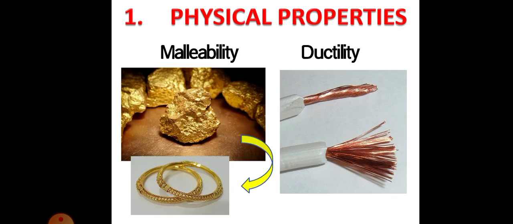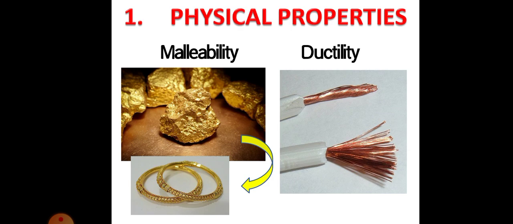Another physical properties are malleability and ductility. In malleability, the picture there is a gold stone turned to be a gold earrings. So, what is malleability? Pag sinabi nating malleability, they can be hammered into flat sheets until the desired shape of jewelry is obtained.